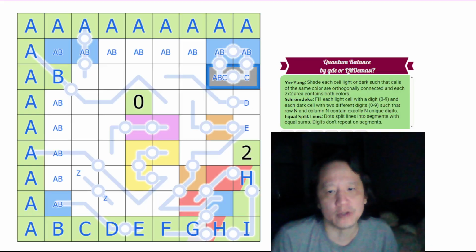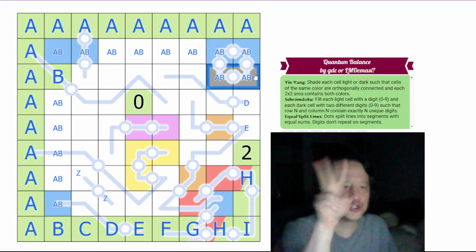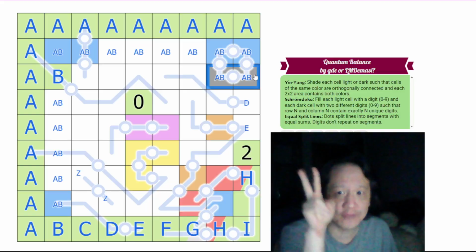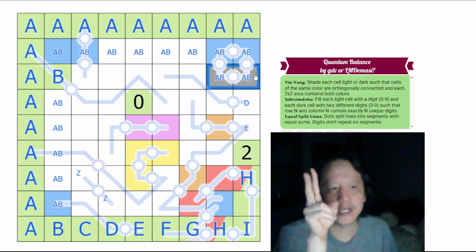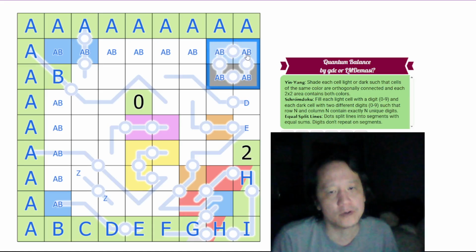But this cannot be C. It has to be some combination of A and B, right? Because, again, one out of A or B is 0. If you have a Schrodinger, you have these different digits. You have to have two different digits. So it can't be just C and C together added up. It has to also be A and B here also. But we don't know which one of these has to be blue. We don't know which. It could be green here.